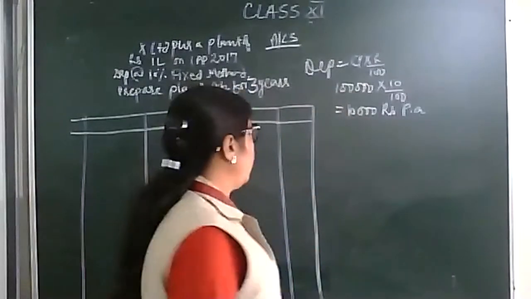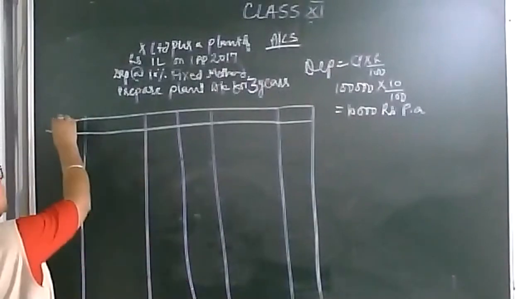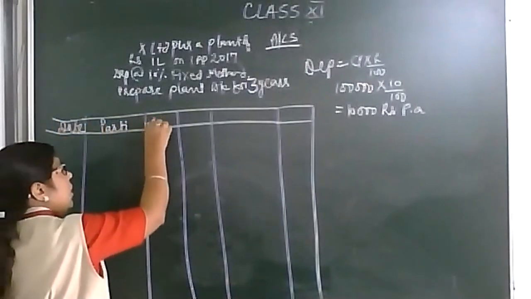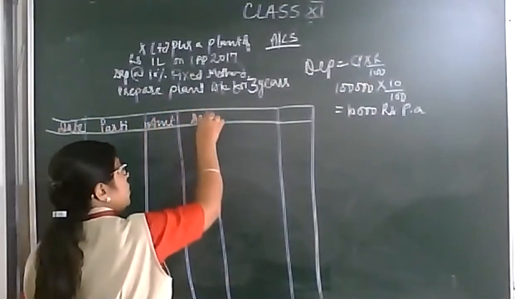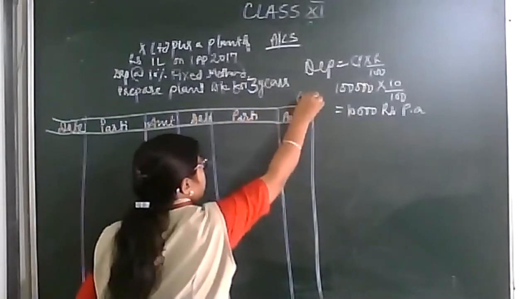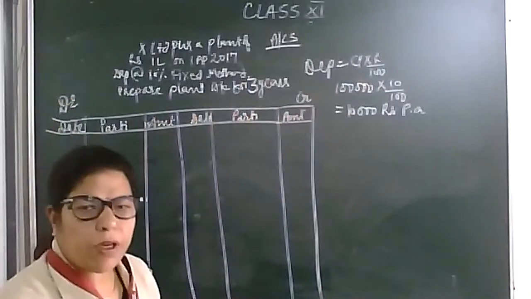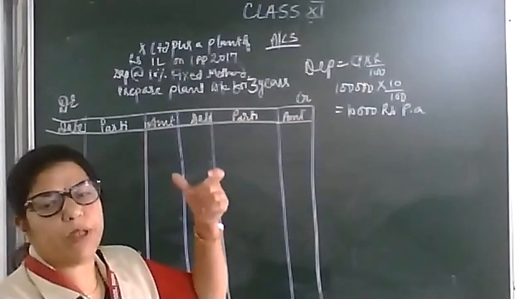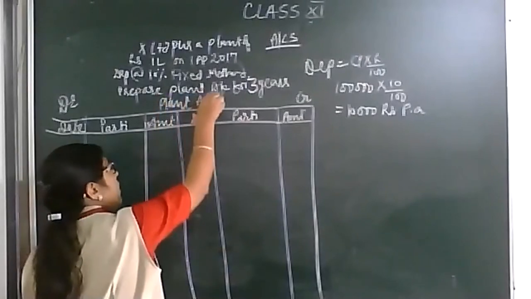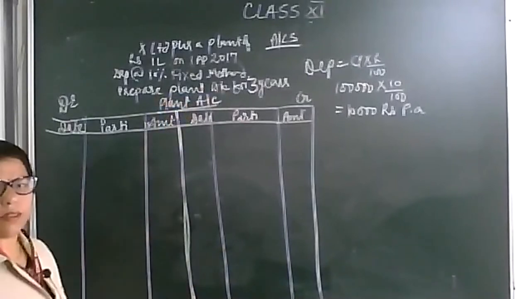I already gave you the format of the ledger. This is date, particulars, amount, date, particulars, amount. This is the credit side. This is the debit side. And the name of the account should be mentioned in between. So here that is plant account. Center line you can make a little bit darker.